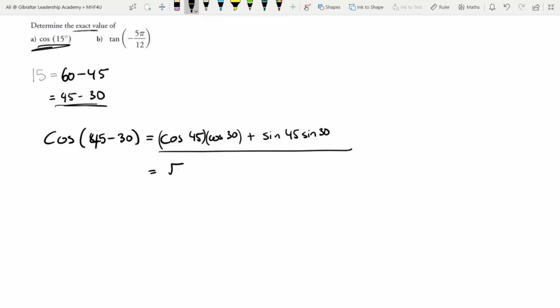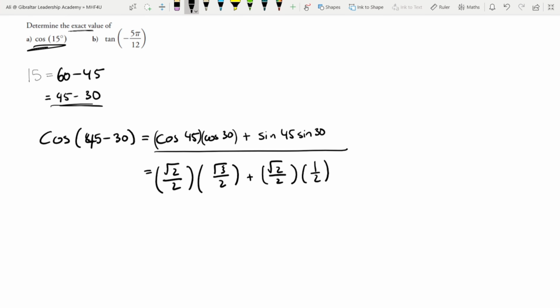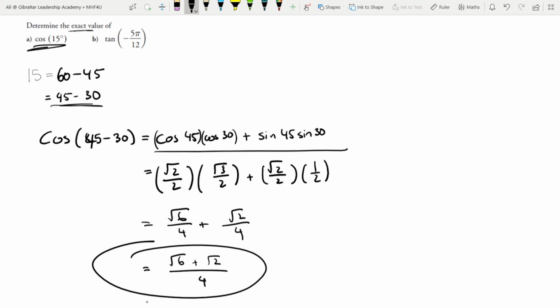Now cosine 45, we should all be familiar with this now. It's just 1 over root 2, or root 2 over 2. Cosine of 30, if you remember your special triangles, is root 3 over 2. Sine of 45 is again root 2 over 2, and sine of 30 is 1 over 2. Now we can combine these. Root 2 times root 3 is root 6 over 4, plus, this is also over 4, root 2 times 1 is root 2. So to combine these into one fraction, because they already have the common denominator, it would simply be root 6 plus root 2 over 4, and this would be the answer to cosine of 15 degrees.